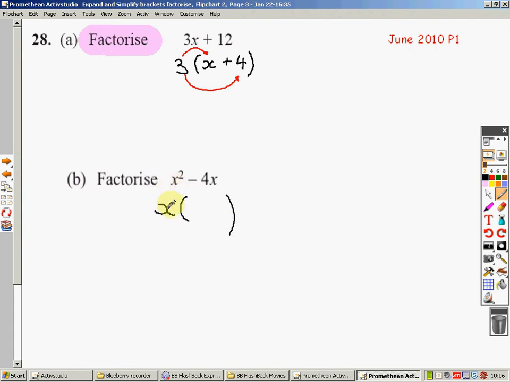What do I times x by to give me x squared? I should draw my little red arrows there to help me, shouldn't I? What do I times x by to give me x squared? X. What do I times x by to give me minus 4x? Well, the 4 will come from the 4 and the minus from the minus, so x minus 4. That one probably 2 marks.